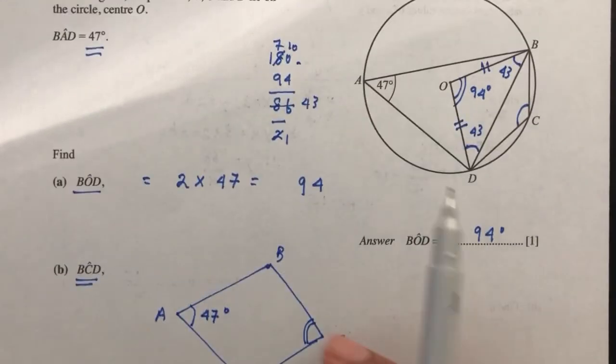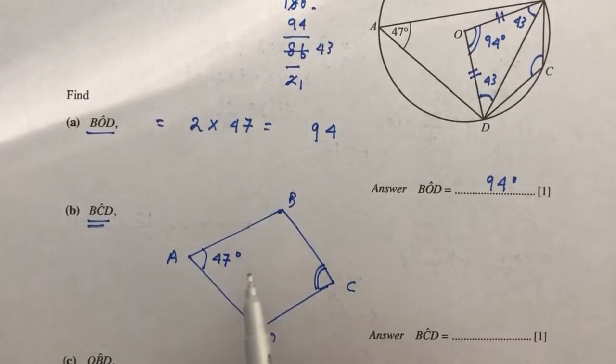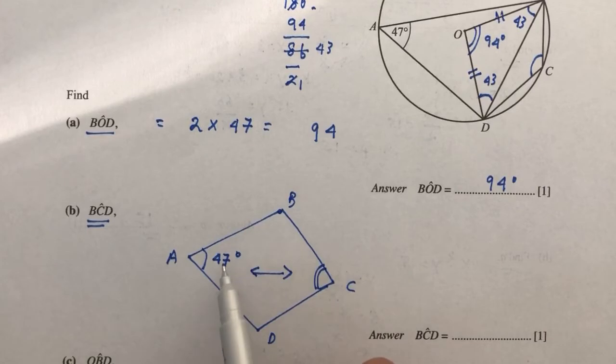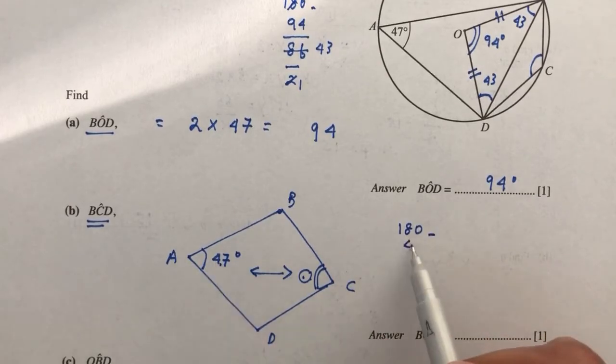So since all the points are touching the circle, we can use a rule. The rule says that opposite angles add up to 180, which means if you add this angle with this angle will be 180. So this angle will be equal to 180 minus 47.